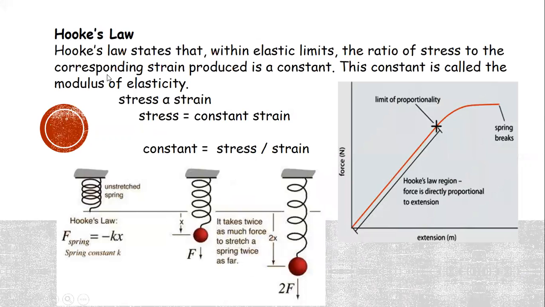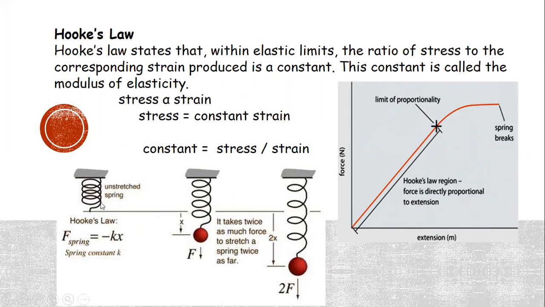So what is Hooke's law? Hooke's law states that stress is directly proportional to strain within the elastic limit, and the ratio of stress and strain produced is a constant, and that constant is called the modulus of elasticity. You can see this is the force and extension graph. Up till this point, this is called the limit of proportionality. The material obeys Hooke's law, and after this, it enters the plastic region and does not obey.